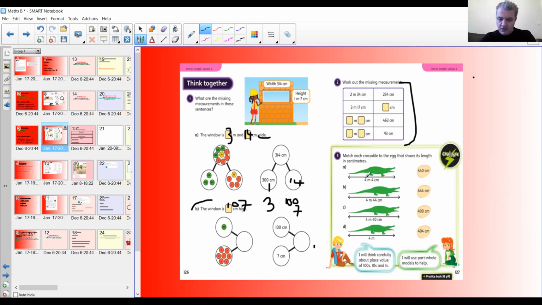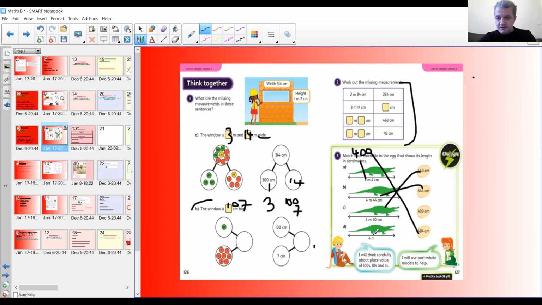So here, we've got 4 metres equivalent to 400 centimetres. Say to yourself, 404. Which is 404? It's this one. 4 metres again is 400 centimetres. Say it to yourself, 444. So this one would be here. 4 metres again is 400 centimetres. 1 metre is 100 centimetres. Therefore, 4 metres is 400 centimetres. Say it to yourself, 440.